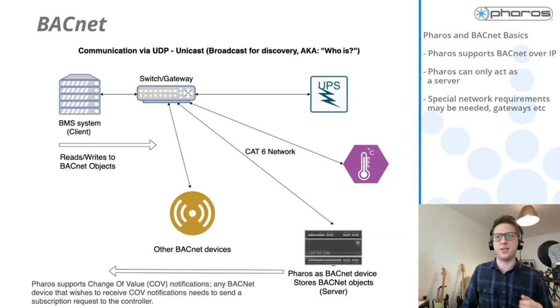So like before, you have your BMS system. Normally, there's some kind of switch or gateway that sits between Pharos and the BMS system. It's not normally a direct connection. And then obviously, you have your Cat6 network after that, your computer network. Pharos sits on that with an IP address, and then the BMS system can talk to us through the gateway. The setup is pretty much exactly the same.